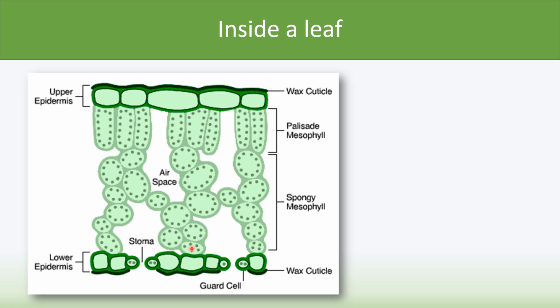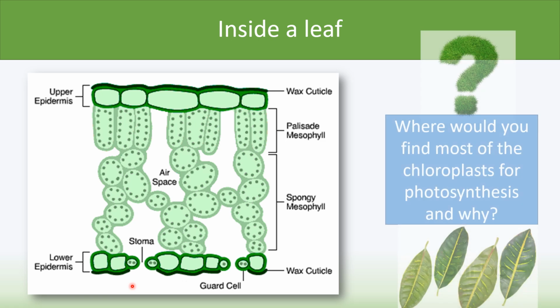We then have the spongy mesophyll surrounded by air spaces that allows the gases to diffuse in and out from the stomata at the bottom of the leaf, allowing photosynthesis and respiration. The lower epidermis contains the guard cells, which open and close to allow the stomata to open or close.